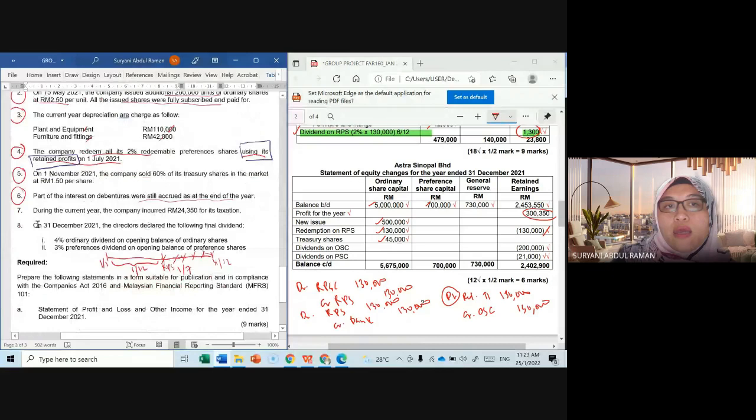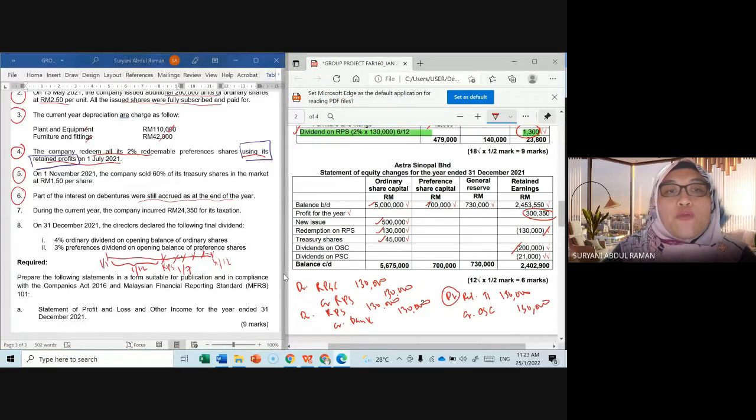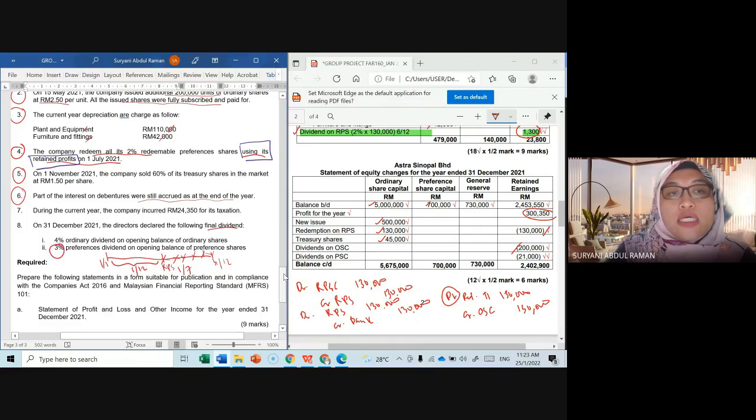Okay, you have declaration for final dividend untuk ordinary share dan juga preference share. Okay, 4% of ordinary share dapat berapa? 200,000. Very simple, straightforward. But for preference share, dia kata 3%. Okay, this is for final dividend 3% for a year. Setahun dapat berapa? 21,000. Kan?